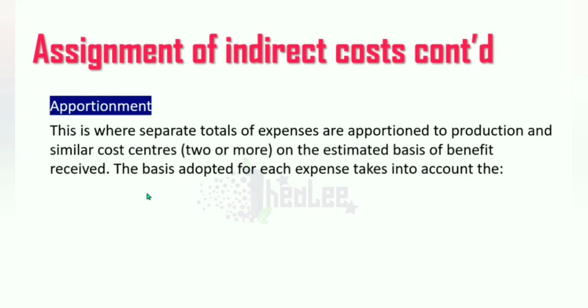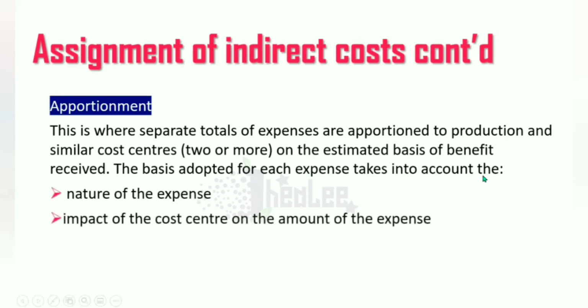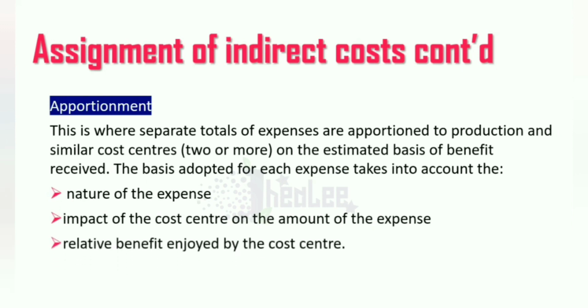Now, the basis adopted for each expense takes into account the nature of the expense, impact of the costs on the amount of the expense, and the final one, relative benefit enjoyed by the cost center. How much benefit? So in this case, you take these into account when you're doing the apportionment of expenses.